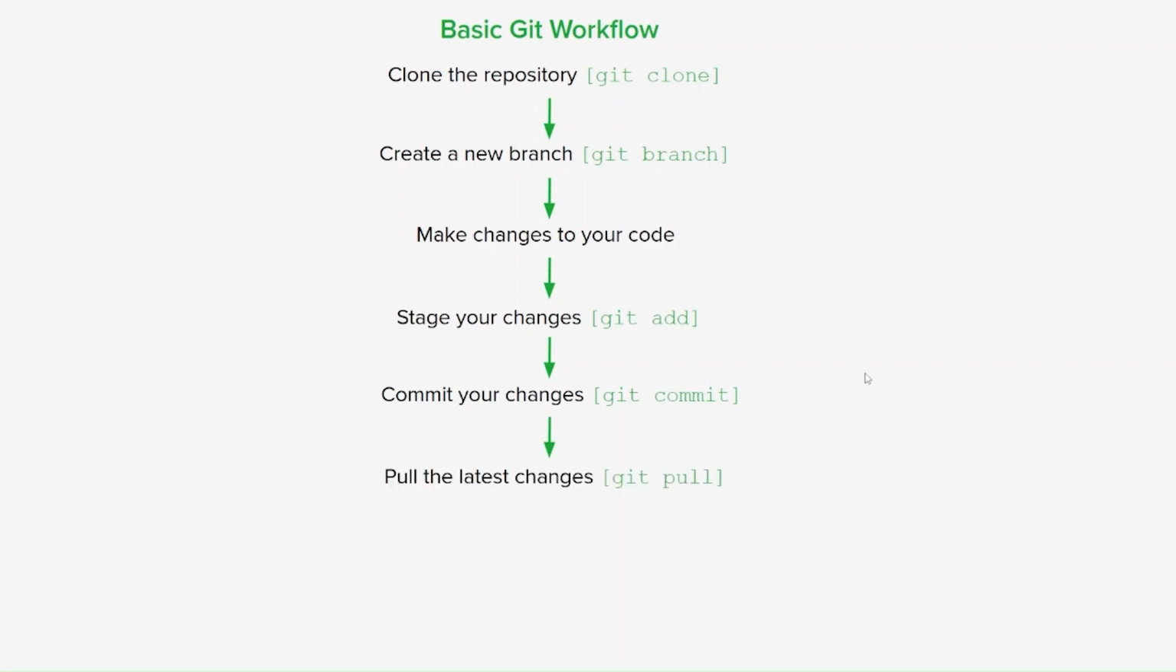And then you need to pull the latest changes. If other developers have made changes to the branch, you need to pull the latest changes before you continue working. This can be done using the git pull command. And lastly, you want to merge your branch onto the main branch. Once you finish working on your feature or your bug fix, you need to merge your branch into the main branch, and this can be done using the git merge command. That's a really basic workflow for Git. There are a number of features and commands that you can use, but this is a good starting point.